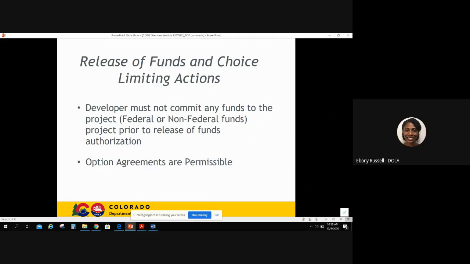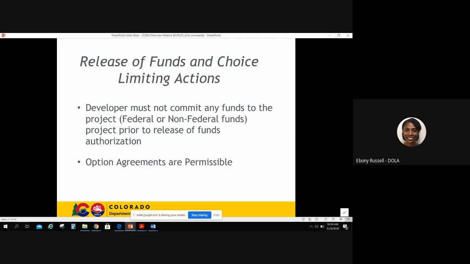The way our environmental compliance specialist describes it is once federal funds touch a project, the entire project becomes federal. So you can't commit private funds, you can't assign any agreements with anyone that would limit your ability to choose another site should you not be in compliance with the environmental review later.